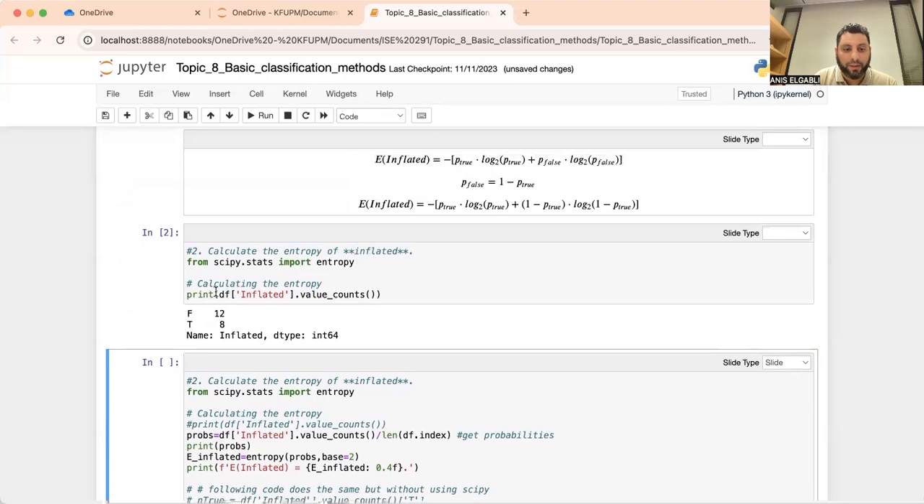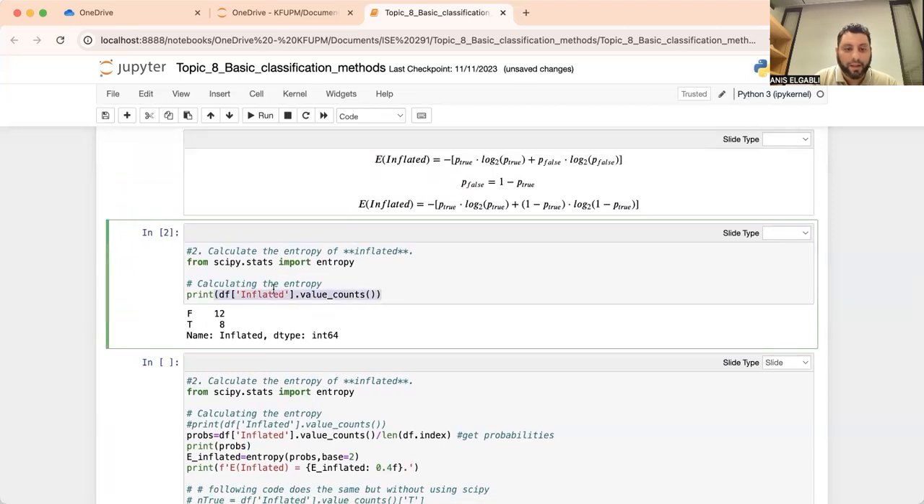Simply what we are doing here, we are accessing the target variable, the class here, inflated, and we run this function, value counts. This will tell me how many unique values or classes there are and the occurrence of every one. This is a series. So false has occurred 12 times, true has occurred 8 times. Now I can simply compute the probabilities.